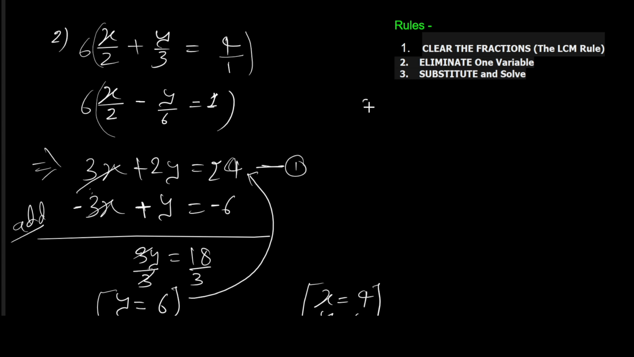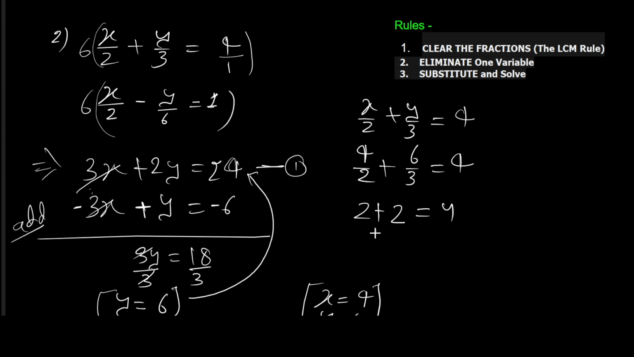We have x over 2 plus y over 3 equals 4. The value of x is 4, so 4 over 2 plus y, which is 6 over 3, equals 4. So 4 over 2 gives us 2, and 6 over 3 gives us 2, which equals 4. So 4 equals 4. The equality shows that our solution is correct.